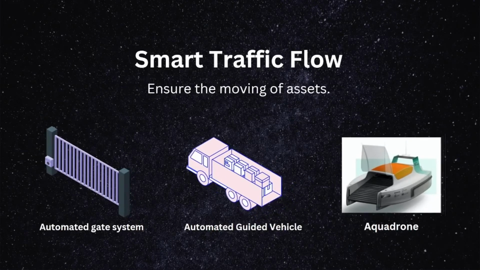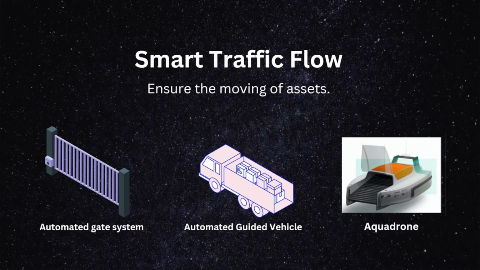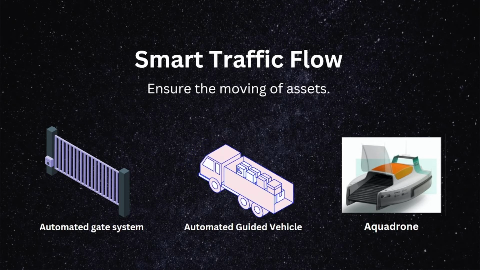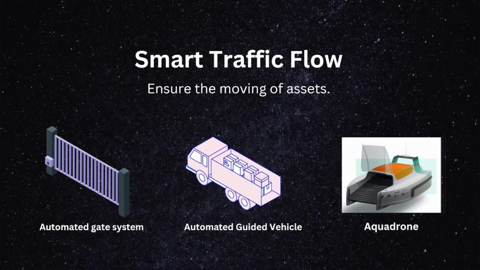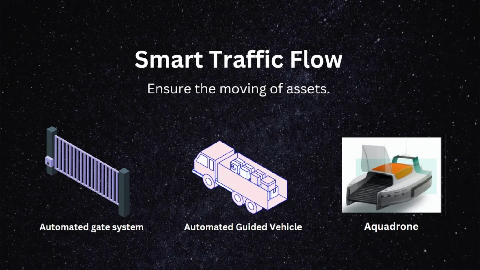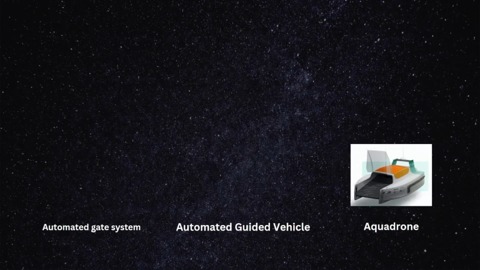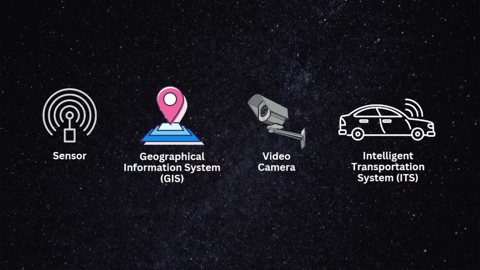Next, traffic flow in Smart Port should be intelligent to ensure movement of assets around the port or countryside area is smooth and effective. The common moving assets that will be seen in a port are the automated gate system, automated guided vehicles, aqua drones, and others. With the help of sensors, geographical information system, video cameras, and intelligent transportation system, continuous traffic flow can be ensured.